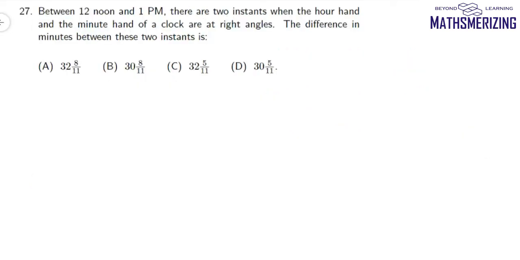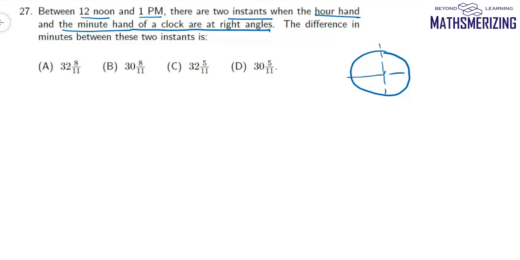Now it says between 12 noon and 1 p.m. there are two instants when the hour hand and the minute hand of a clock are at right angles. We need to find the difference in minutes between these two instants. So suppose we have this clock. Now at some time, this hour hand and this minute hand will form this 90-degree angle, and then after a while again these two will make a 90-degree angle. So we'll need to find the difference in minutes between the two instants.